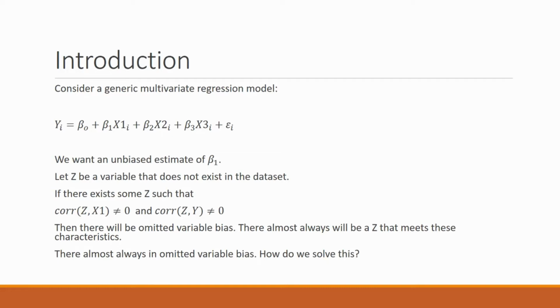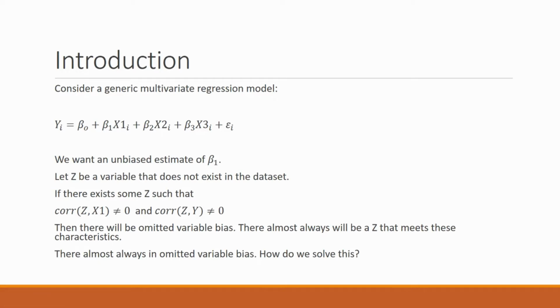There's always some variable that is not included in our model that is correlated with our variable of interest, in this case x1, and correlated with our dependent variable, y. If there is a variable missing from your model, and that variable is correlated with the dependent variable, and it is correlated with the independent variable you're interested in, in this case x1, then the coefficient estimate on that variable, in this case beta 1 hat, the estimate of beta 1, will be biased.